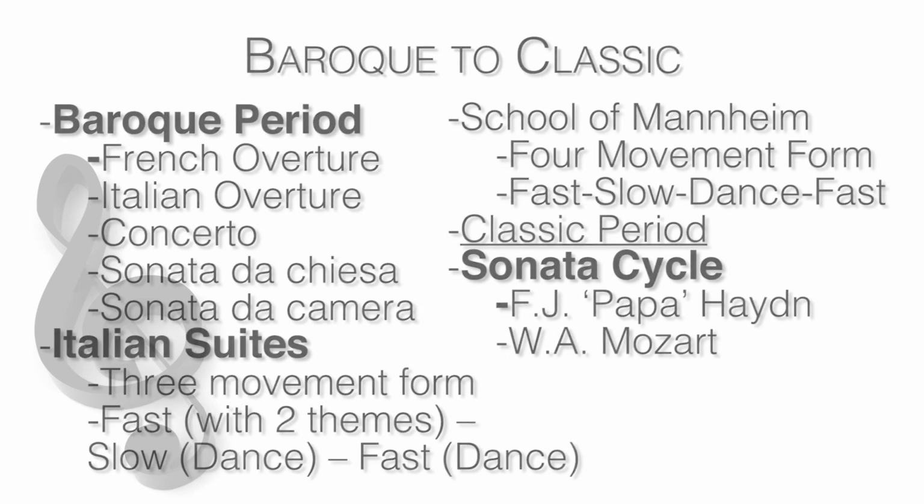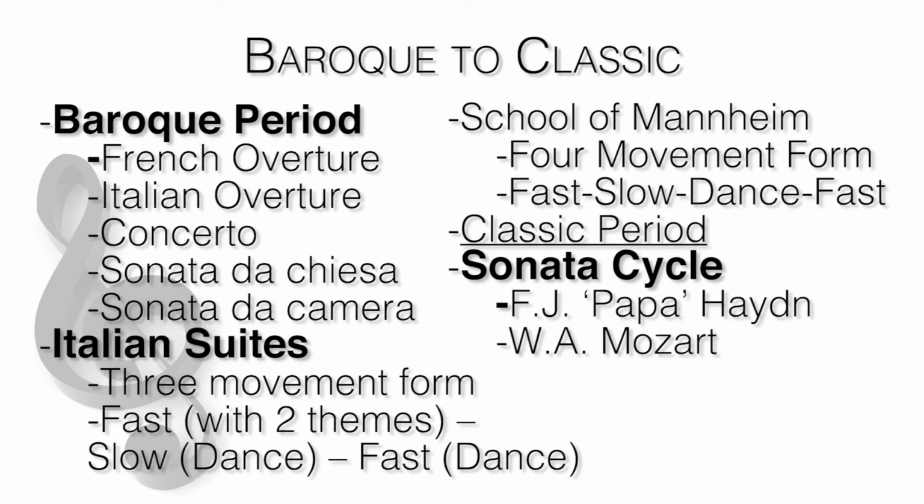The symphony progression begins first with the Baroque period, where there were several instrumental forms that exhibited multiple sections or multiple movements. The Italian overture and the French overture, the Concerto, the Sonata da Chiesa, and the Sonata da Camera led us to the Italian suites. One of the composers of the Italian suites was Antonio Vivaldi, and then later we get to the School of Mannheim and finally arrive at the sonata cycle for the classic period.